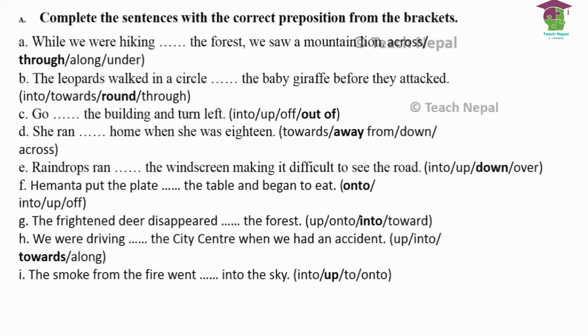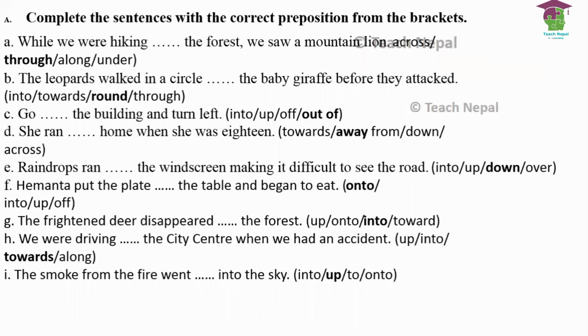Now you have been given other exercises. You have to choose the correct word given in the bracket and fill in the blank space. For example, while we are hiking the forest, we saw a mountain lion. That means across, through, along, under. So through is the correct answer there, through the forest, right? So मैले B, C, D, E in this way up to I, I have underlined or mentioned the word or the answer in bold form. Please go through these things. Okay, check it out.